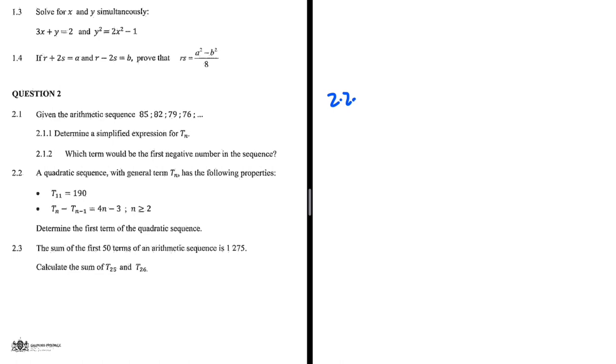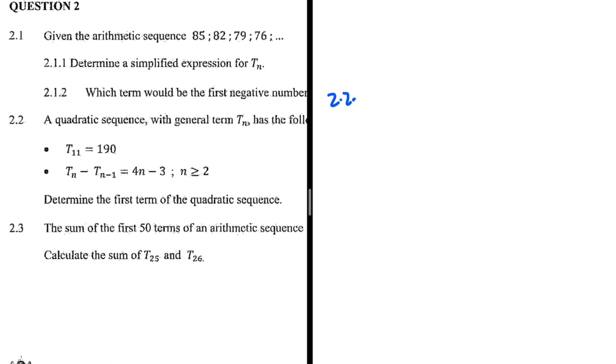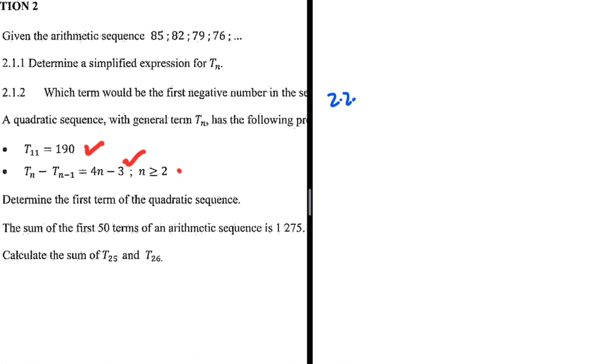Okay, a quadratic sequence with the general term Tn has the following properties. We have T11 being equal to 190, and Tn minus Tn minus 1 is equal to 4n minus 3 when n is greater than or equal to 2. There's something you need to realize about this statement. It gives us the first differences of the quadratic sequence, which form an arithmetic sequence. And the question is to determine the first term of the quadratic sequence.